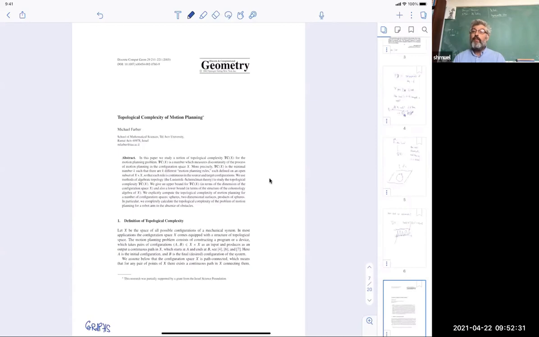So the next stage in our story, which I'll be very brief on given what seminar this is, is Michael Farber's work. This is his seminal paper that appeared in DCG, where he defined the notion of topological complexity. He imagined that you have a robot that's living in a space called X. The robot is just a point. It has one job in life, which is to move from one place to another. It knows everything there is to know about the space X. It's a very smart robot.